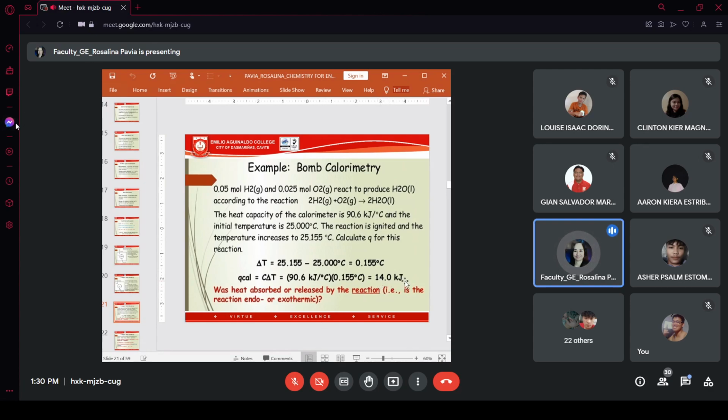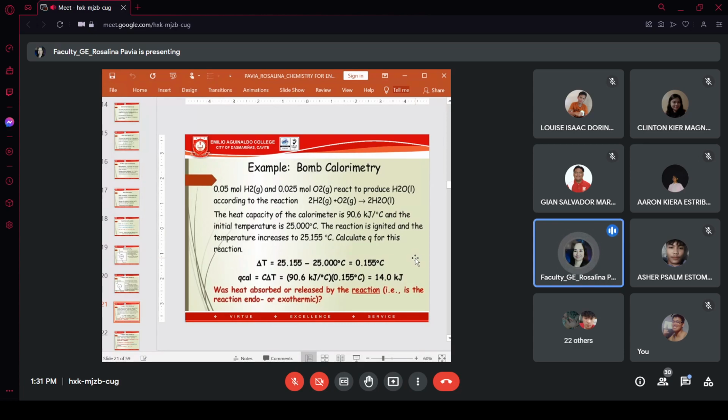Oh, so yun, 14 kilojoule ang sagot dito. So, by this, was heat absorbed or released by the reaction? Is the reaction endo or exo? So, ano sa tingin nyo? Yung heat na 14 kilojoule, is it absorbed or released by the reaction? Release po ba, ma'am? Release po. Positive. Ang kinuha natin dito is the heat absorbed by calorimeter. Kasi yung reaction nag-release ng heat. Nag-release ng heat kasi nga pinainitan mo, di ba? Para makapag-produce ka ng water, ng tubig.